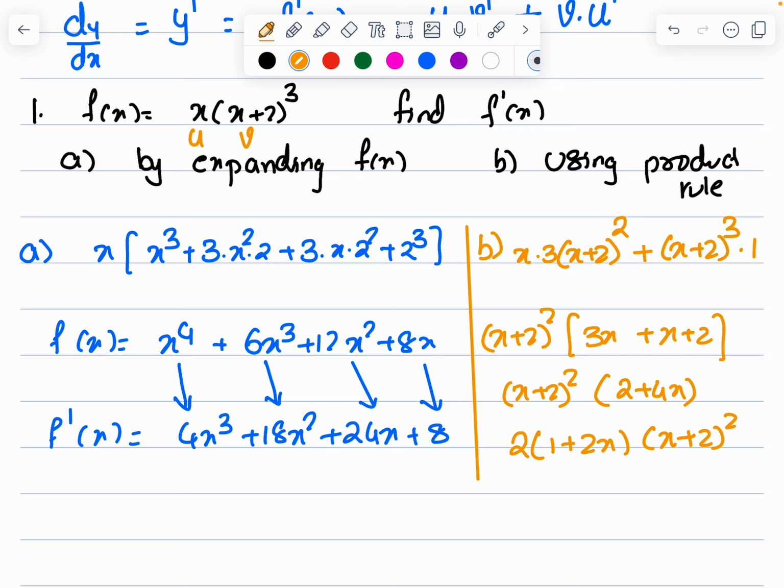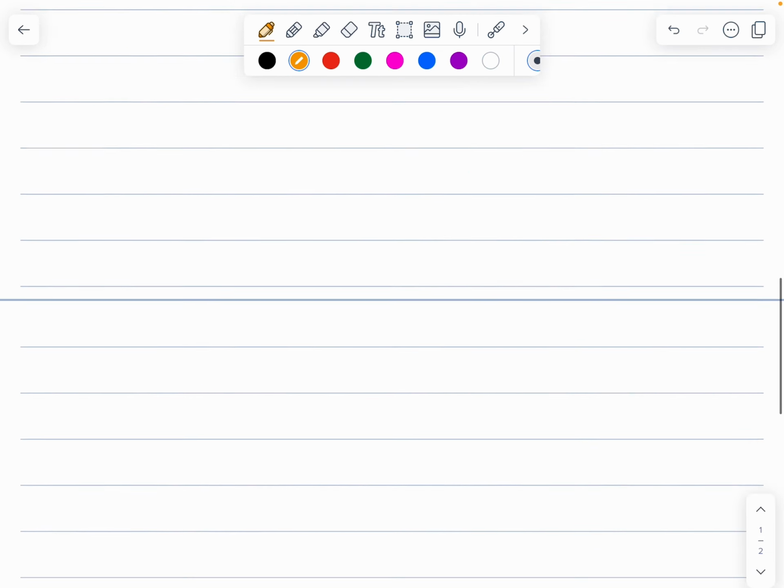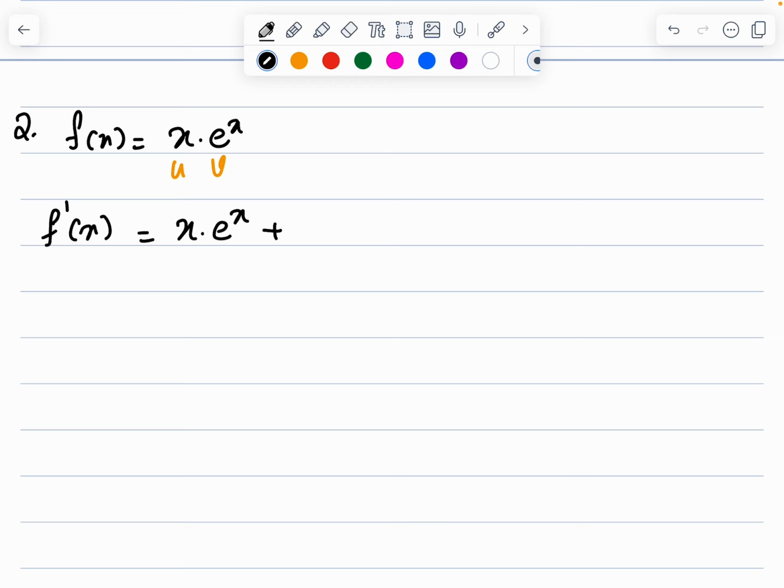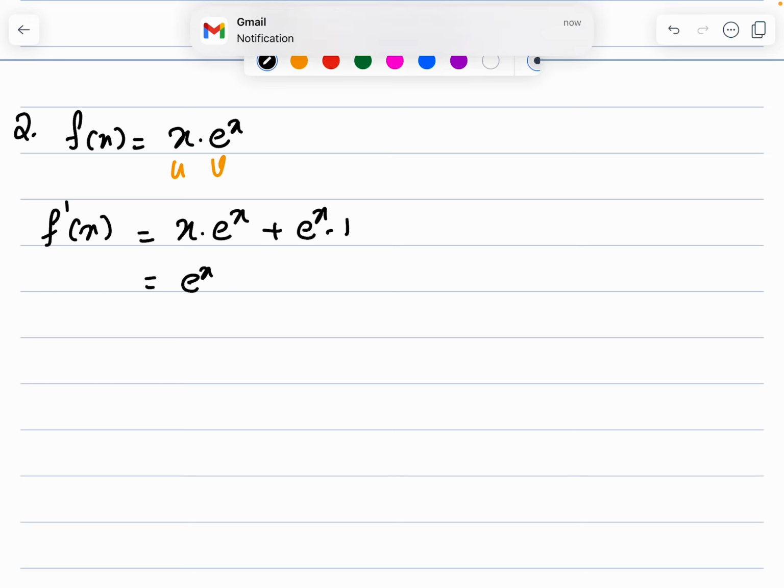Now we do a set of questions with formulas. All the formulas will be written out simultaneously, don't worry about that. So question number 2, first one is f of x equals x times e power x. So what will be f prime x in that case? This is u and this is v. x times the derivative of e power x is e power x, plus e power x times 1. So for that, what am I going to do? I can take e power x common. See the way how I am simplifying it out? e power x common, (x plus 1). This is part A.